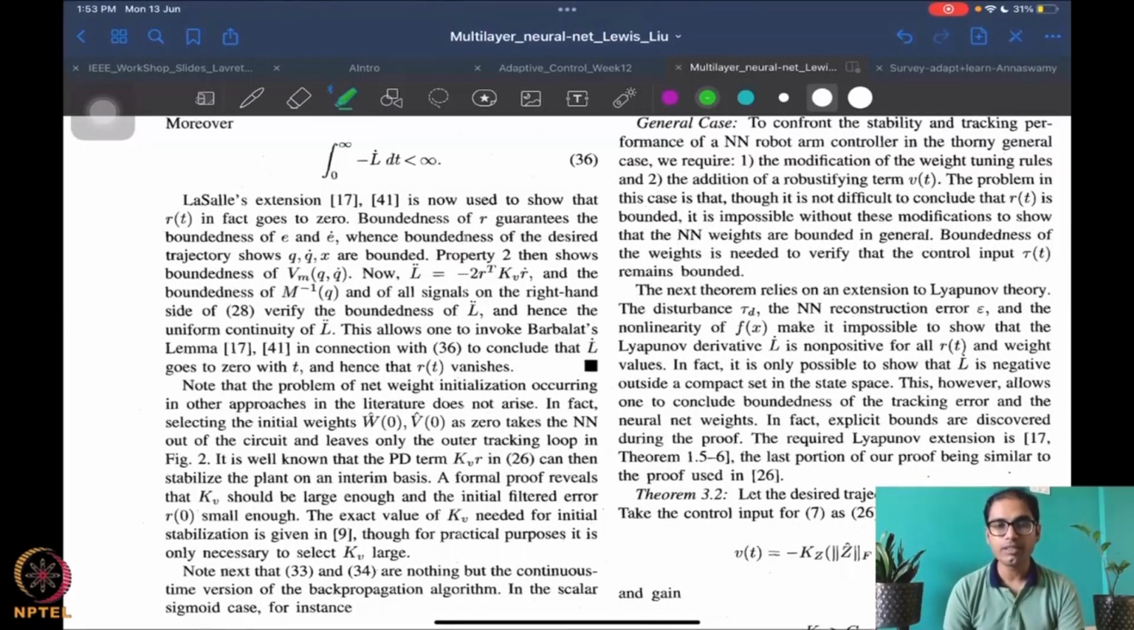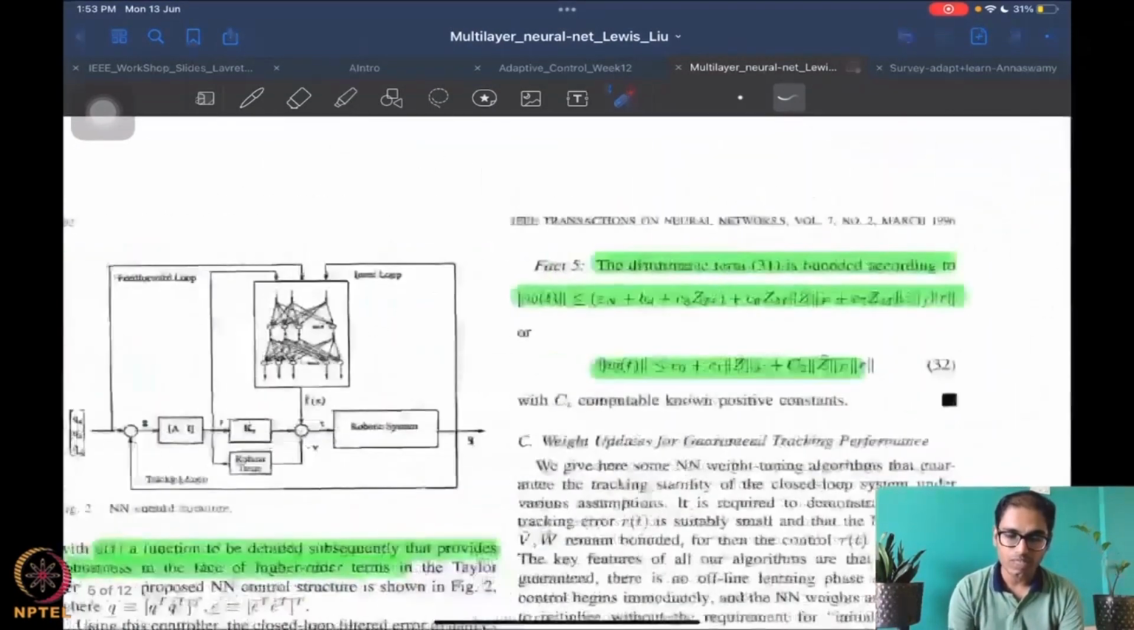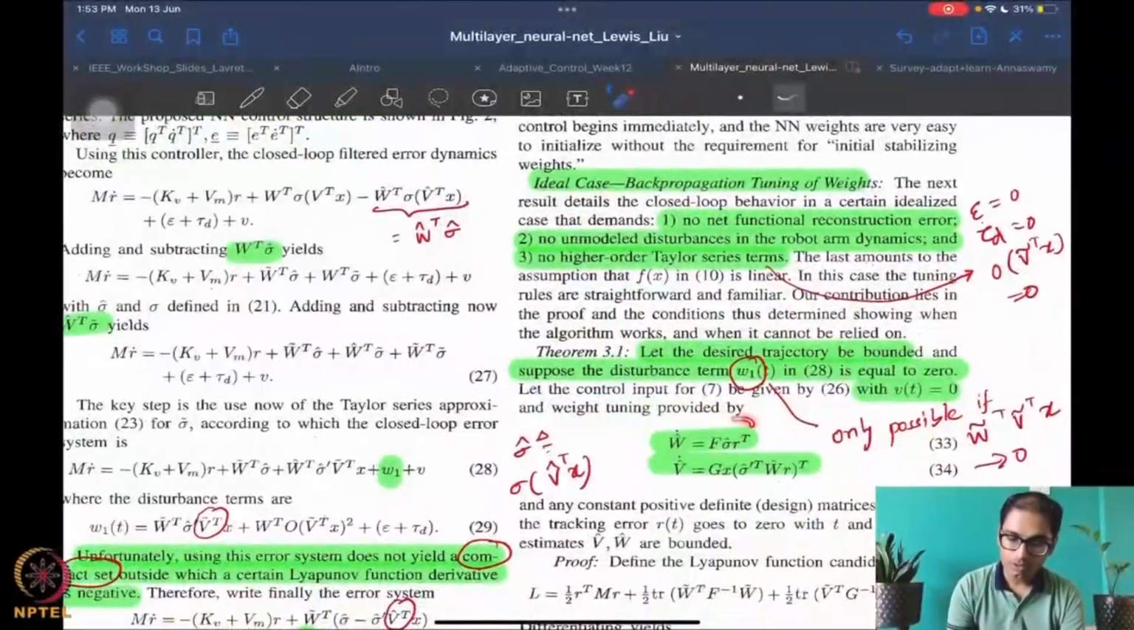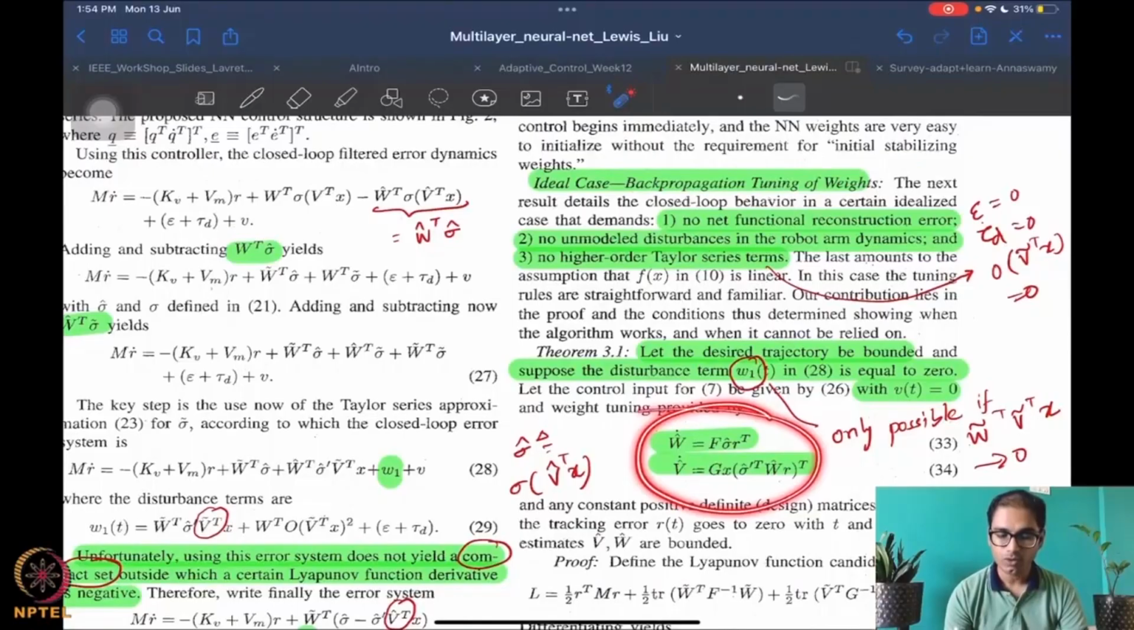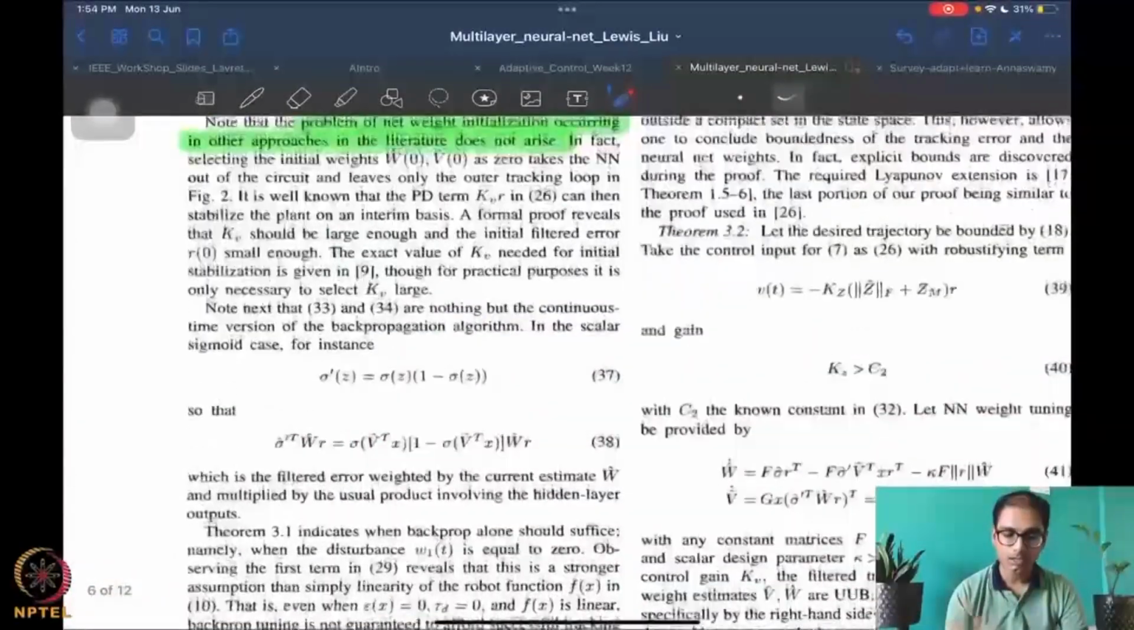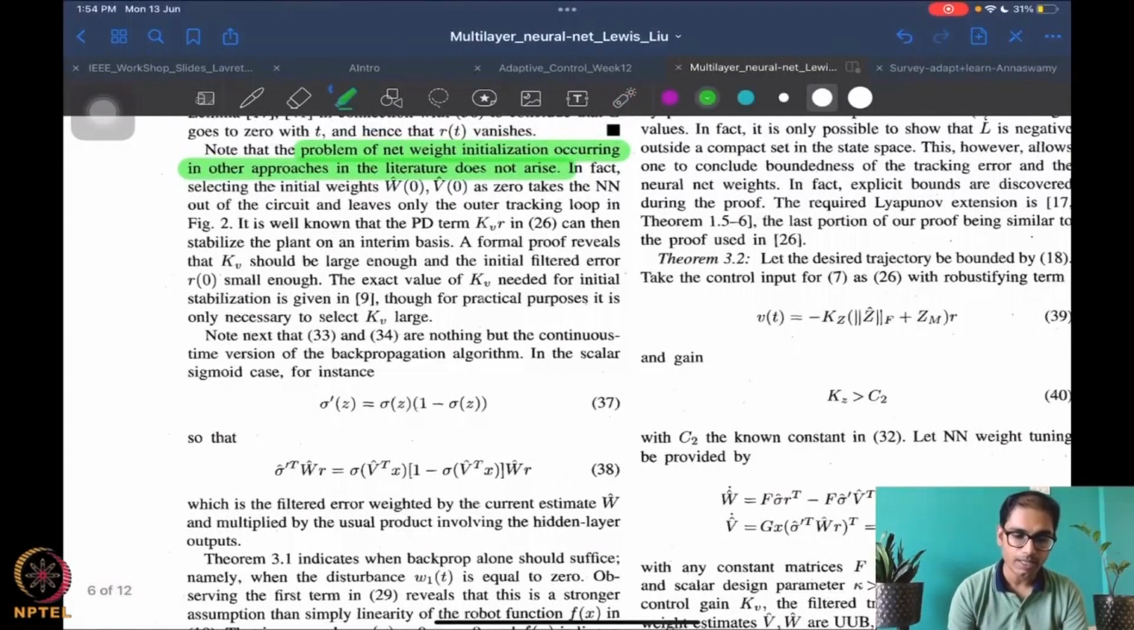The first, in the introduction itself, the authors mentioned that most of these neural network based laws require very specific or very good weight initialization. So that problem does not arise at all. Right? In fact, if you take the initial conditions on the weights W hat, V hat to be zero, you see that the right hand side of this guy and this guy becomes zero. So it's an equilibrium. So this entire update goes away. So you will stay at W hat and V hat to be zero for all time. So basically it takes the neural network out of the circuit and has only the outer tracking loop.